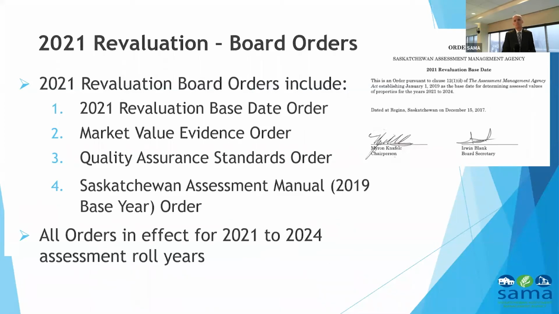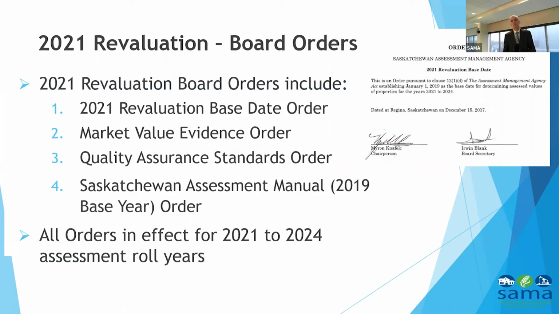and that is why we have a base date. The market evidence order is another key set of rules. Essentially, what the market evidence order tells us is we can consider market sales information and income rental information up to the base date. Anything after that point in time is not considered in our models.